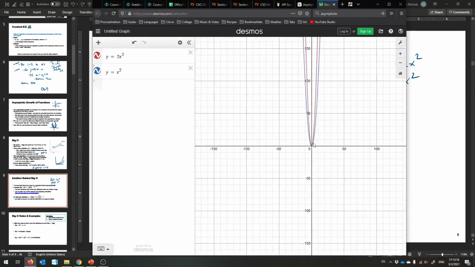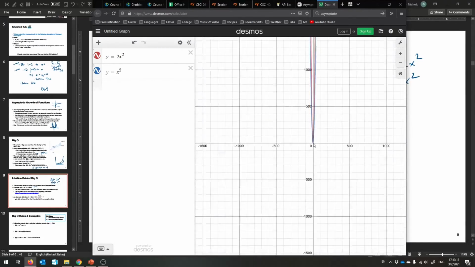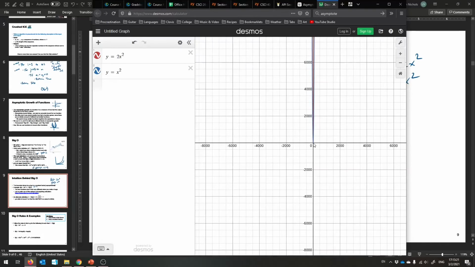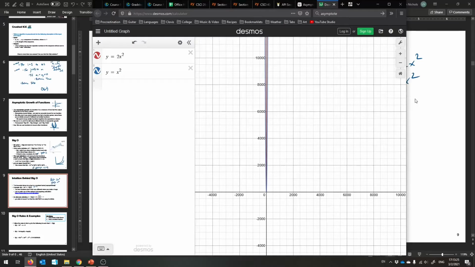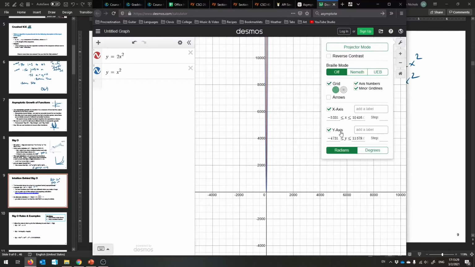Whee! You see that? About there, I can't see any difference. They look like they're right on top of each other. You see that? That is the point. And I wonder if I can change these axes a little bit. I sure can.